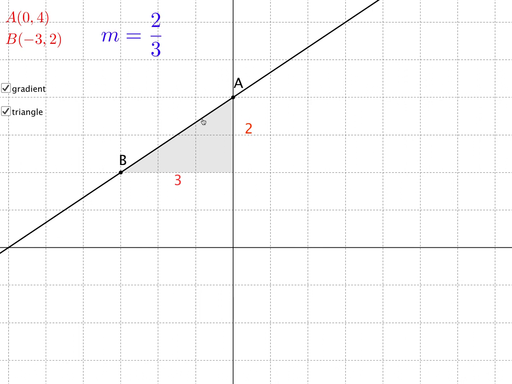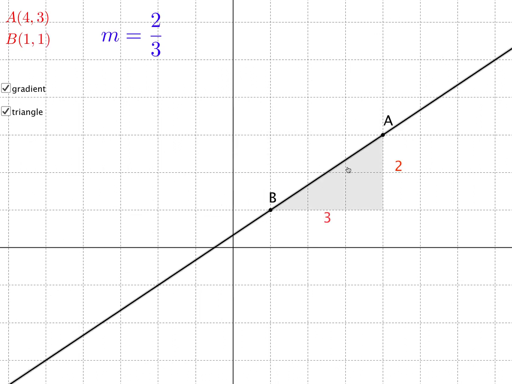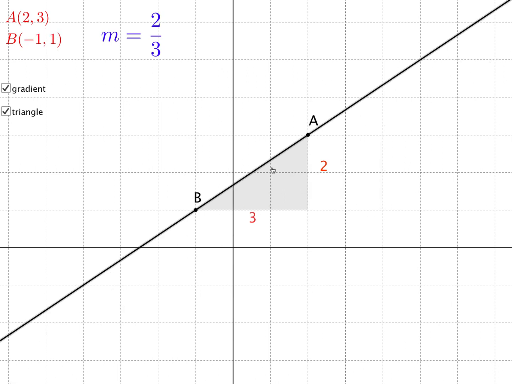So it's the difference in the x and the y coordinates that determine the gradient of the line, not the actual coordinates themselves, because these points can be shifted about. So the points are changing their coordinates, but the difference in the y coordinates and the difference in the x coordinates don't change.